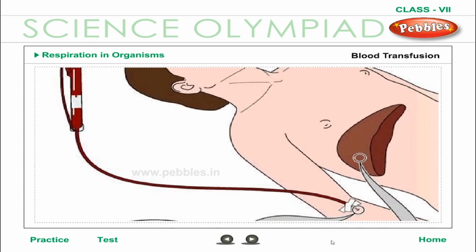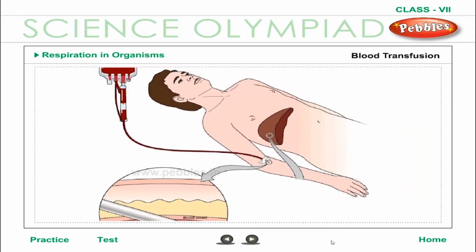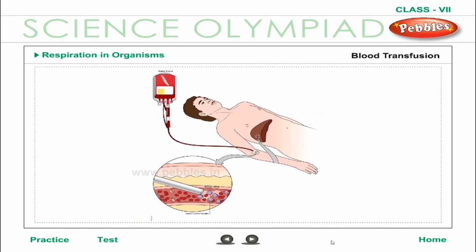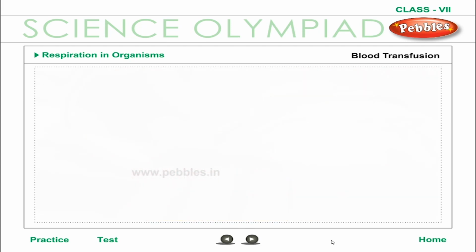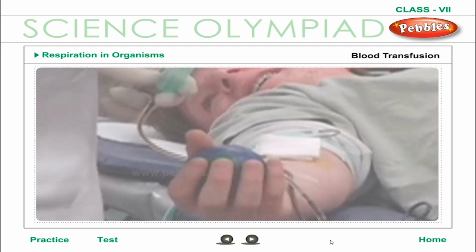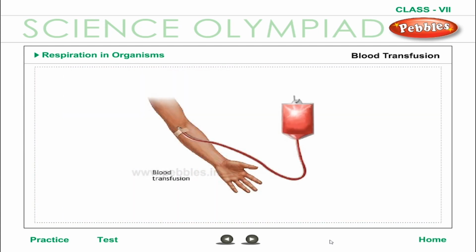Blood groups play an important part in blood transfusions. There are 4 types of blood groups in human beings: blood group A, B, AB, and O. Blood group O is called a universal donor, which means a person with blood group O can donate blood to any of the blood groups, that is, A, B, AB, or O. Blood group AB is called universal recipient, which means that a person with the blood group AB can receive blood from any of the 4 groups.